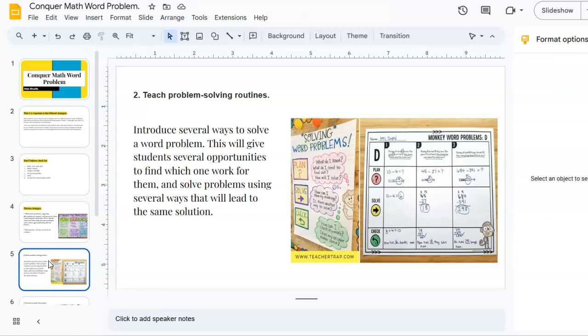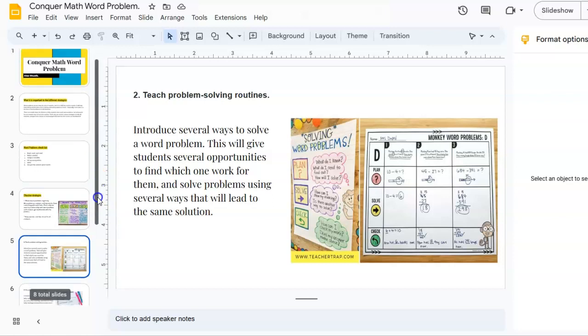First, planning. Know what you're looking for and how you're going to solve it and what you need to find it out. You have everything. Now it's time to solve it. How am I going to solve it? What do I need to do? And check your answer. Is it logical? Is it reasonable? Do you think this is the right one? And I've got another strategy. Use different routines that will lead to the same solution, but it's going to match your students.